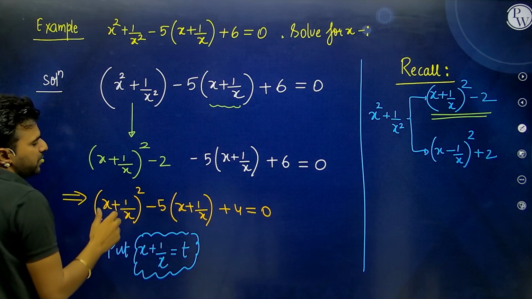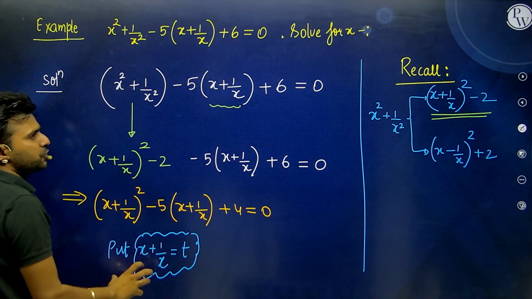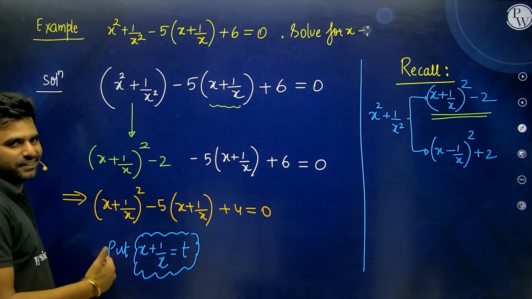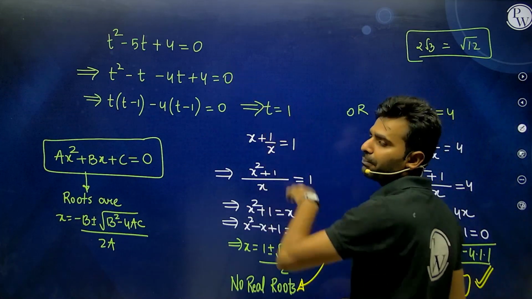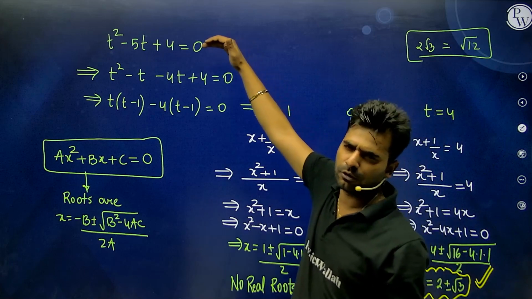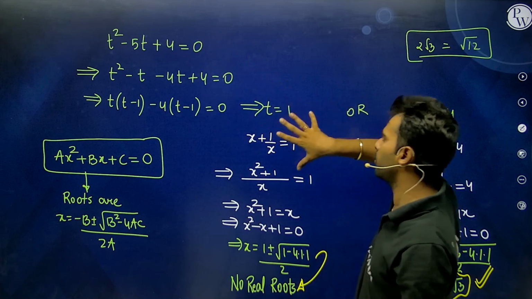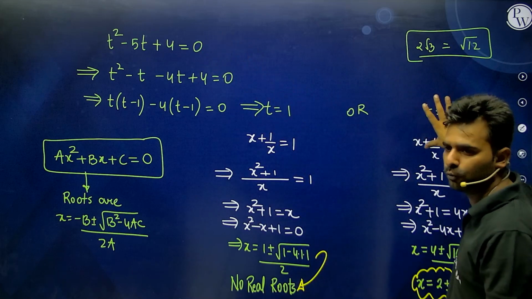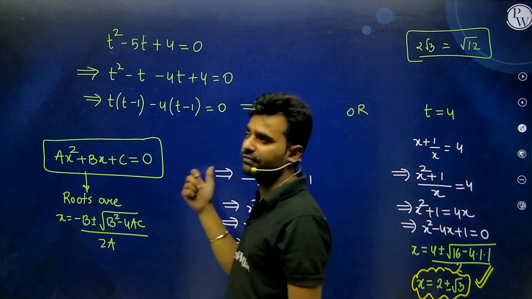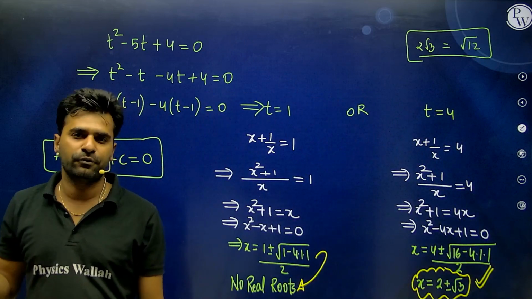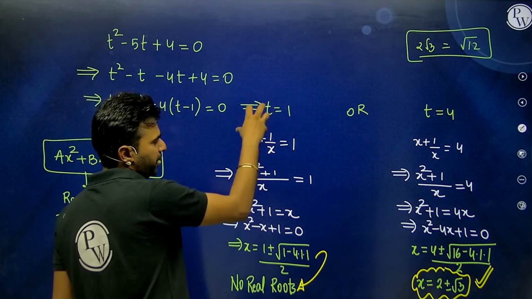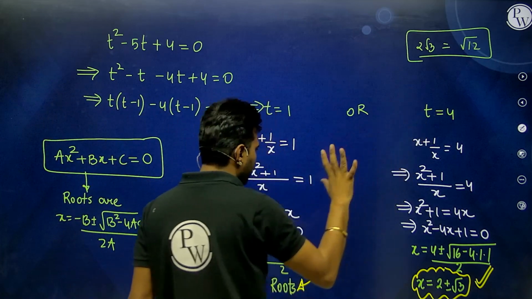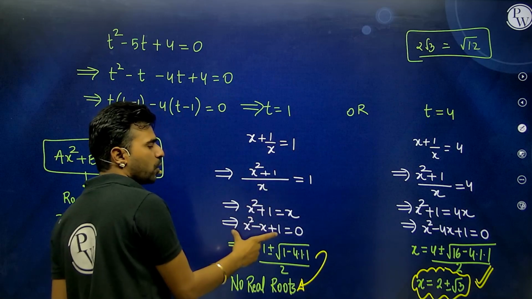Now x plus 1 by x was coming multiple times, so let's assume x plus 1 by x as t. So the equation becomes quadratic, that is t square minus 5t plus 4 equal to 0. Then we know how to solve a quadratic equation. So the two roots are going to be t is equal to 1 and t is equal to 4. Remember, we are not solving for the value of t, rather we are solving for the values of x. So t was what? x plus 1 by x, putting it over here and here as well. Then taking the LCM and forming a quadratic in x.